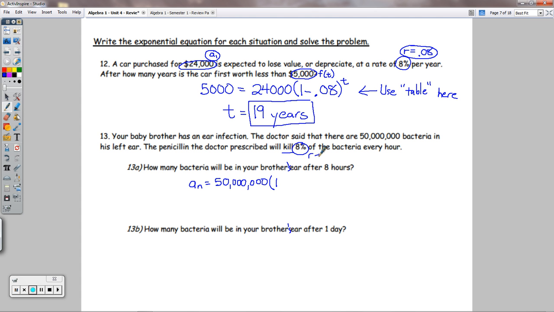This is going to be R of 0.08 once again, just like it was up here. And we are subtracting again because we're killing the bacteria. So subtracting 0.08, and then it's to the 8th power, since we're saying 8 hours, this is your time right here. When I typed this directly into a calculator, I got approximately 25,660,944 bacteria.